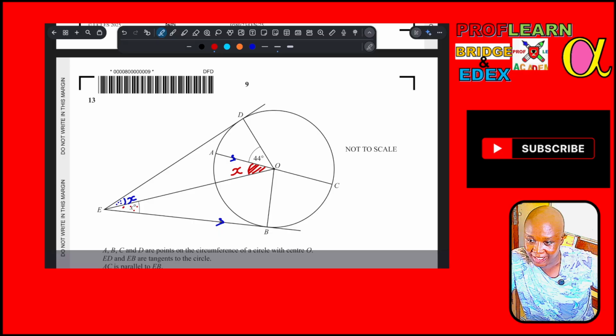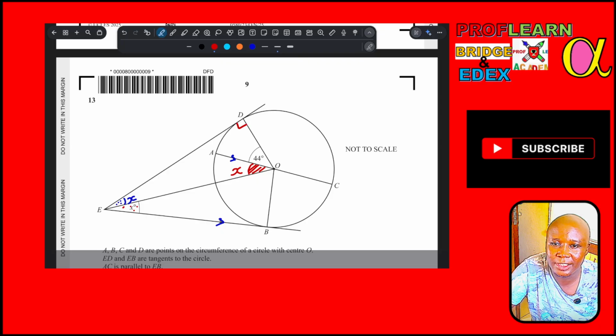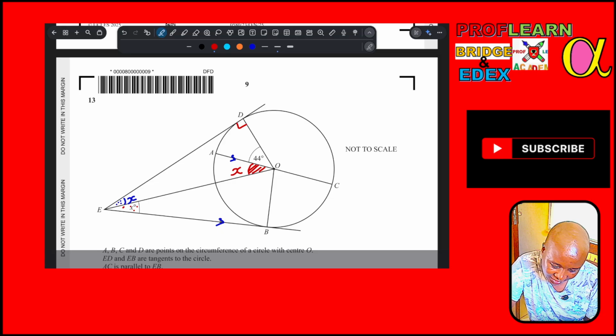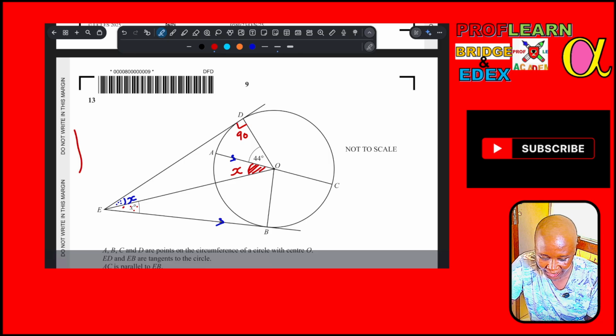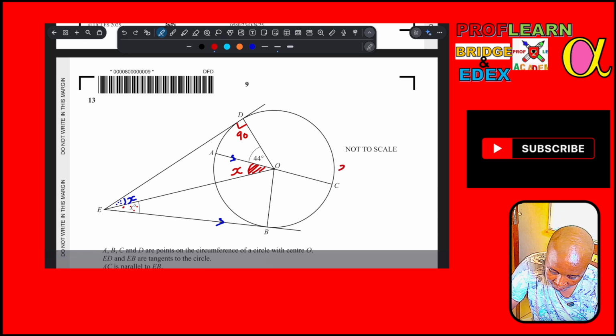And also, candidates were to remember that a tangent forms 90 degrees with a radius. Then at that given point, we had all the right reasons to say, all right, this is 90, this is 44, this is X, and this is X. Then how will we find the value of X? We're going to say X plus 44 plus 90 must give us 180.